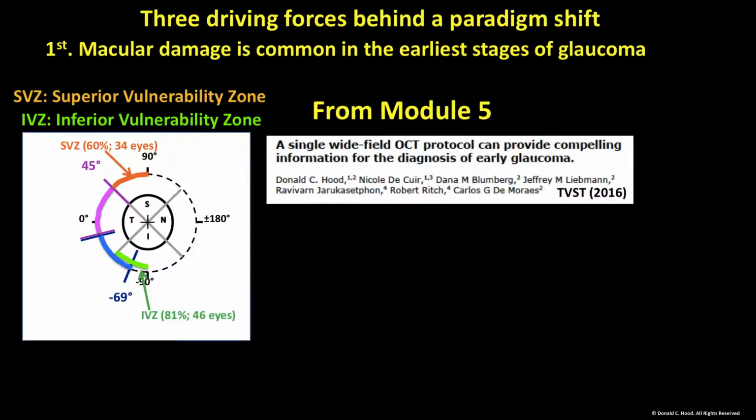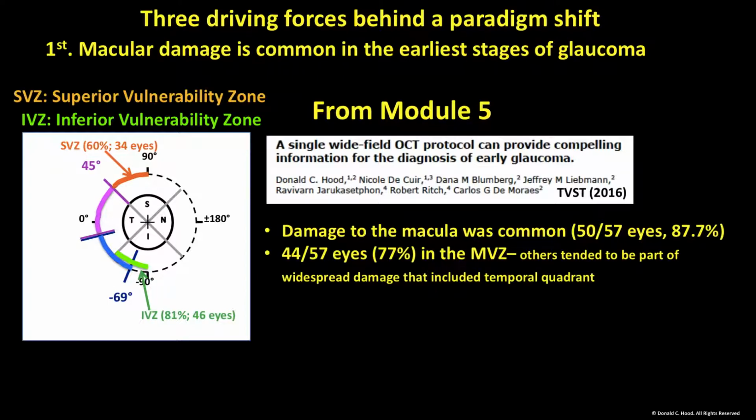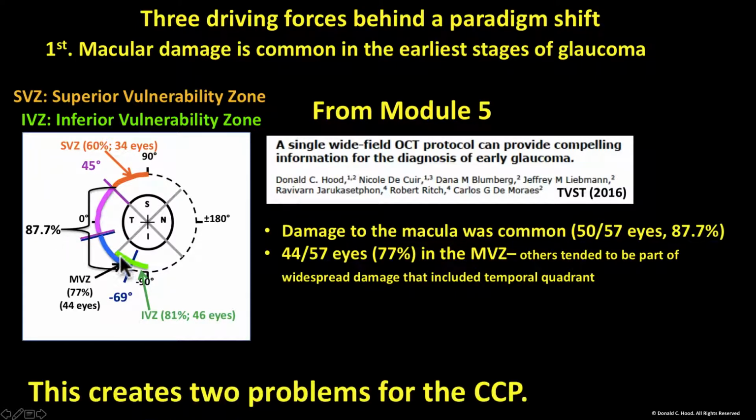From Module 5, we discussed the superior vulnerability zone and the inferior vulnerability zone, and I argued that damage to the macula was common. In this study we published, over 80% of the eyes had it, and about 3/4 of them had damage in the macular vulnerability zone. So 87% for the whole macula here, and then 3/4 of the total. Most of these had damage that included this region here.